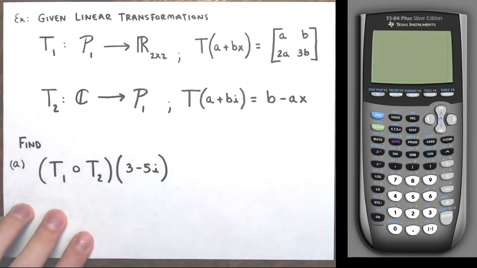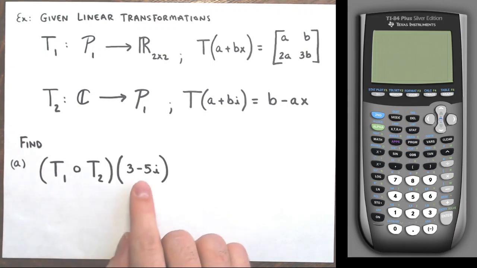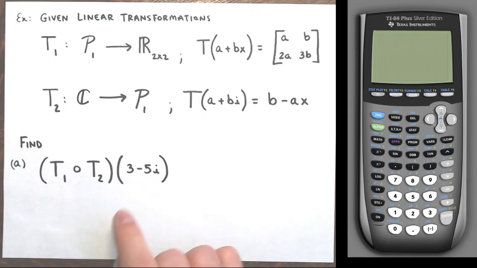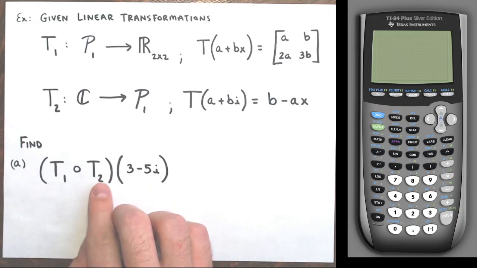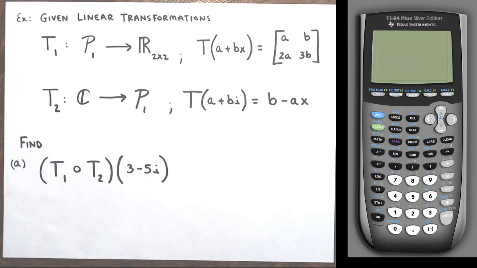All right, so what we're asked for in the first problem. Again, I'll do it both ways. All right. So I'm asked to find what's the value of this transformation, the image under this transformation of the number 3 minus 5i. I have T1 composed with T2, right, in this order. So what I'm going to do is apply T2 first, then take whatever that output is and apply T1. Well, first let's see if we even can, right?